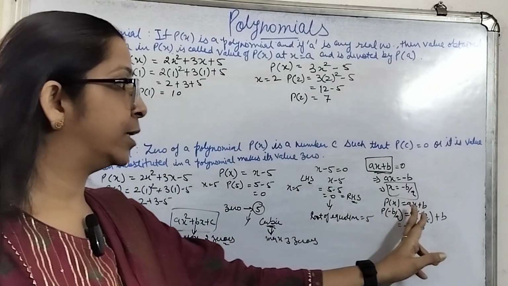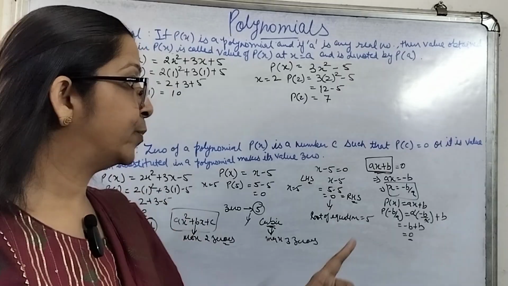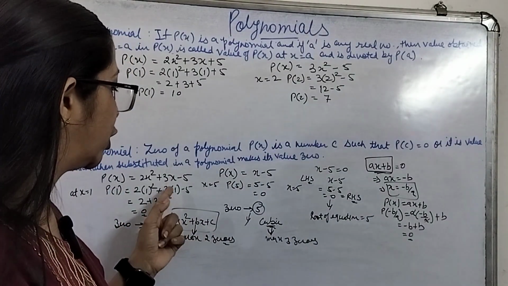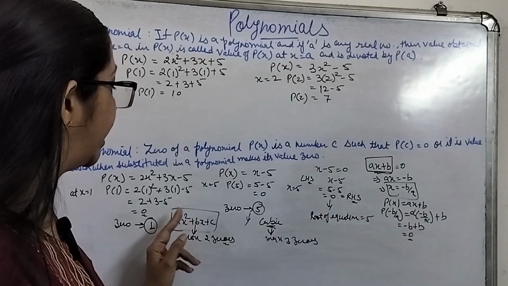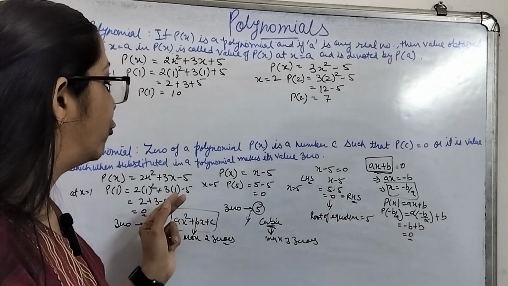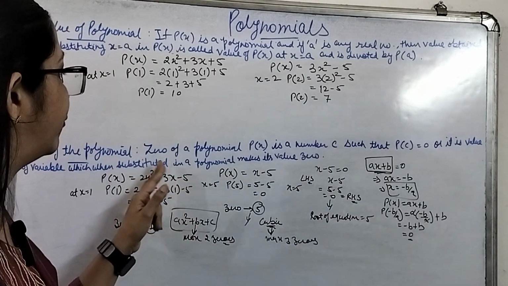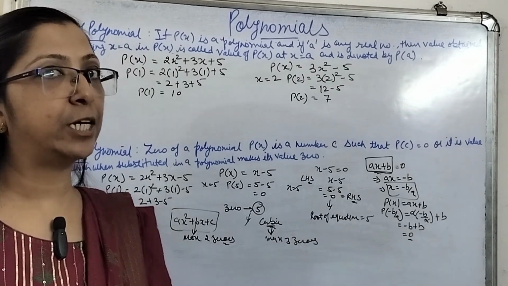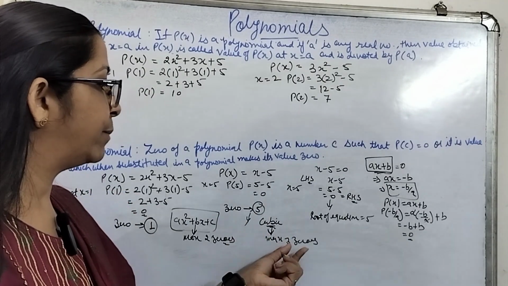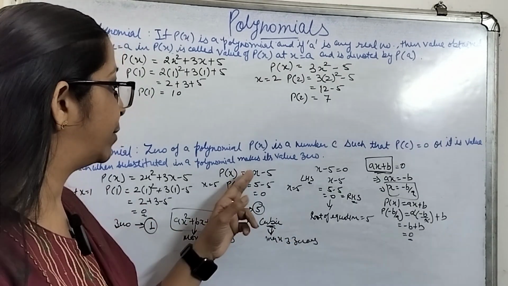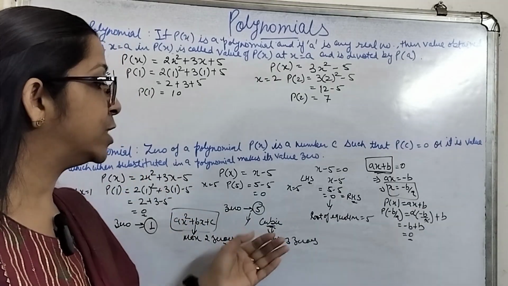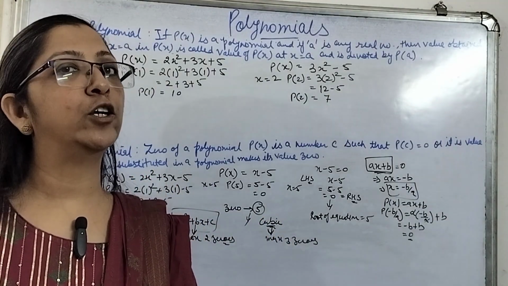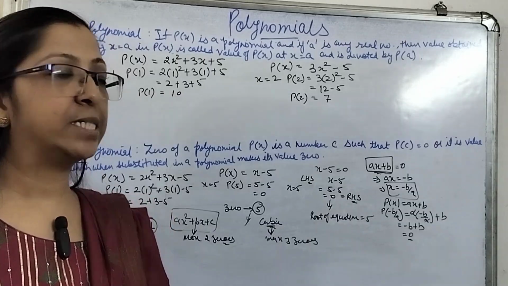Right? For a linear polynomial, it will be 1 value. For the quadratic polynomial, a maximum of 2 zeros are possible. That means a maximum of 2 values of the variable will be there, for which your polynomial will become equivalent to 0. For a cubic polynomial, a maximum of 3 values of the variable will be there, which is going to satisfy your polynomial. That means for which the value of the polynomial will become equivalent to 0.